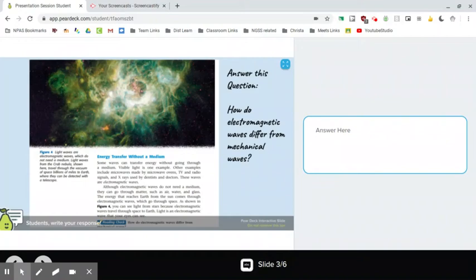So this page right here is just talking about how electromagnetic waves are different from mechanical waves in that they don't need a medium, but they also have the ability to travel through solids, liquids, and gases. If you can think of light traveling through all 3 of those different examples, then you've got it.